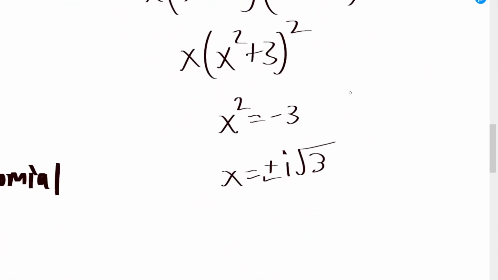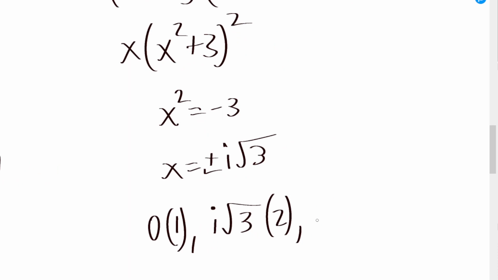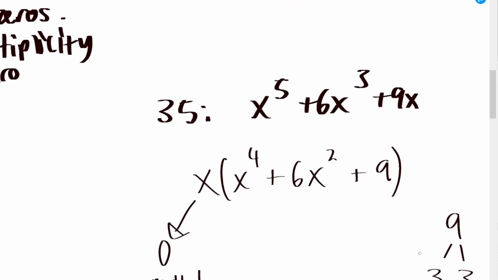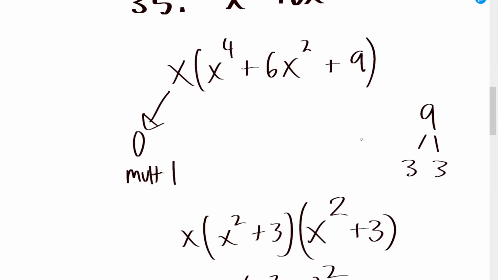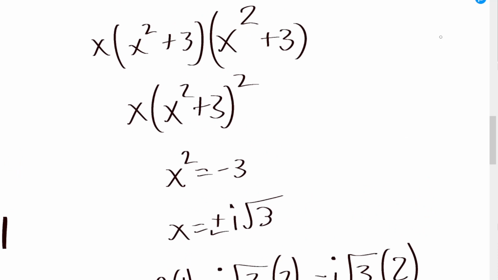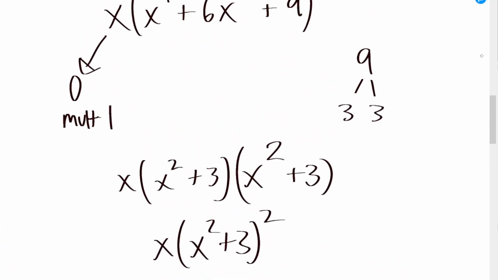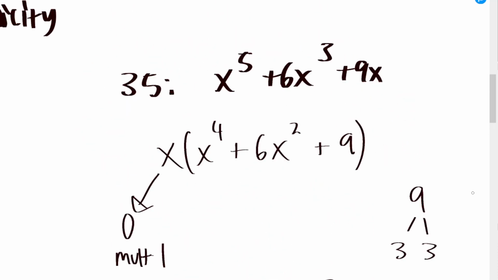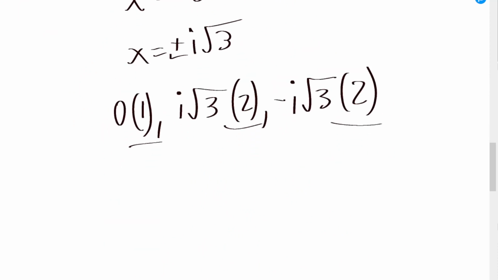So we will have 0 multiplicity 1. We will have positive, we don't need to write the plus sign, i root 3 multiplicity 2, and we will have negative i root 3 multiplicity 2. Now, all of your multiplicities should add up to your degree, which was a 5 in this case. So, 1, 2, 3, 4, 5. Sorry, not your leading term. Your degree of your polynomial, which tends to be the leading term's exponent. Hopefully that makes sense.